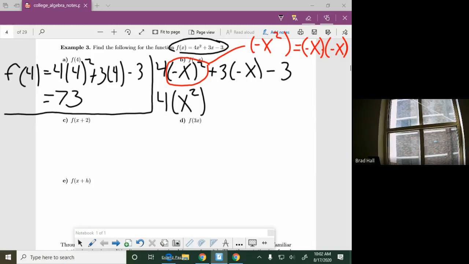And then we follow by looking at 3 times negative x. Well, 3 times negative x is going to be minus 3x. So notice that minus sign kind of worked its way to the front because there was nothing to cancel it out. And then there's that minus 3 in the back. That kind of does nothing.